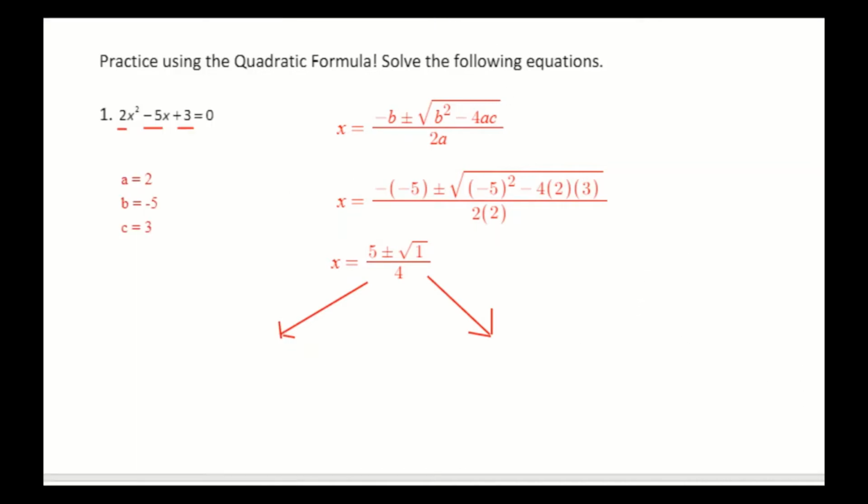So let's go ahead and write out our two solutions here. For the first one, I'm not going to jump straight to the answer. What I want to do is simplify this a bit. Say x equals 5 plus, now the square root of 1 is just 1, so 5 plus 1 divided by 4, and we'll have 5 minus 1 divided by 4.